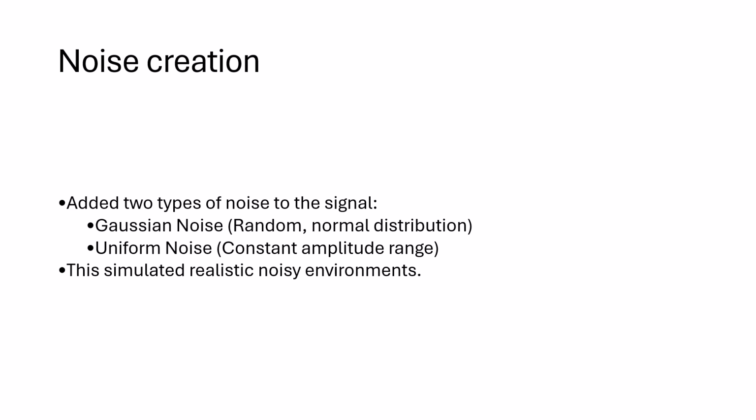To test my noise reduction techniques, I first needed to create noisy versions of the audio. I added two types of noise: Gaussian noise, which is a random normal distribution, and uniform noise, which is a constant amplitude range. This simulated a real-world noisy environment, making the analysis and filtering process more realistic.